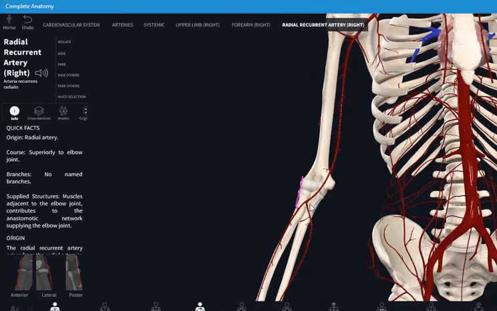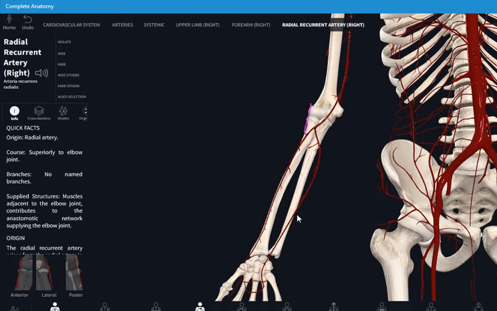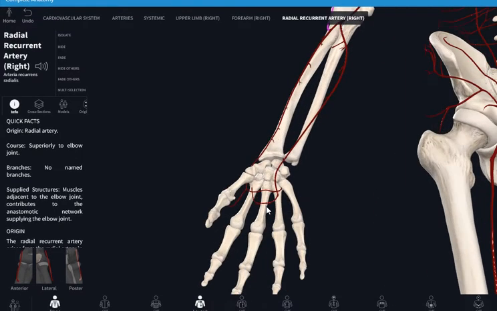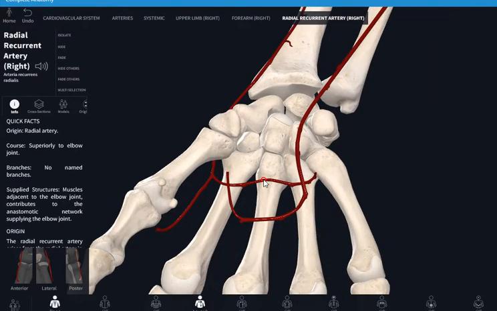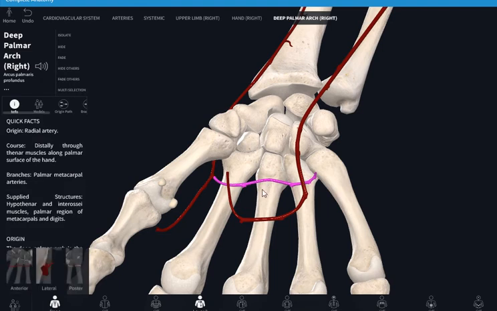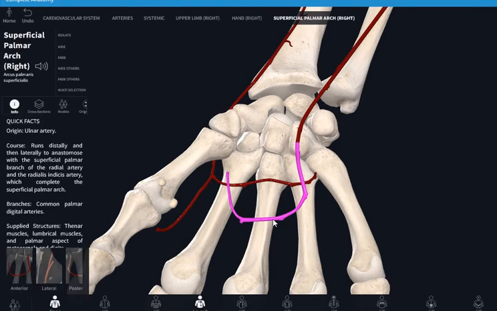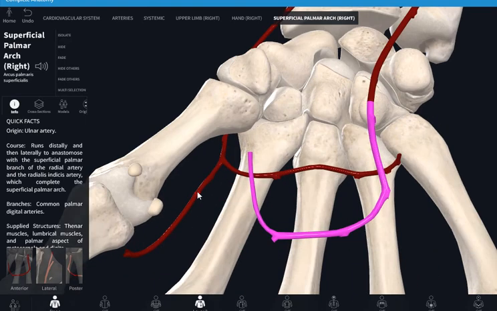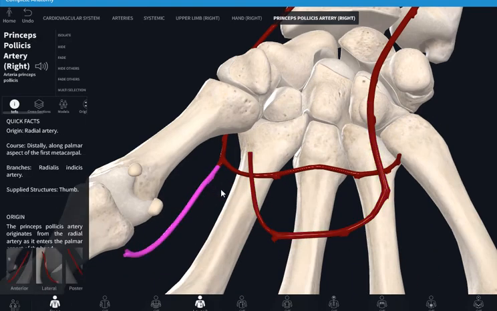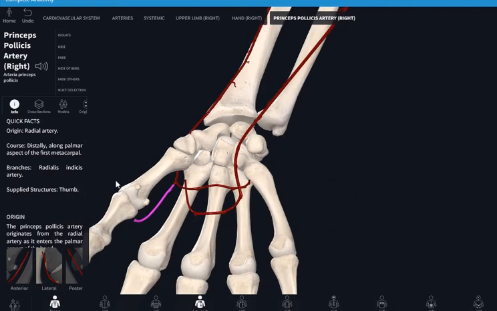Now the radial artery and the ulnar artery both descend to form these arches here. So you have this particular arch here. This arch is going to be the deep palmar arch, and this other arch here is going to be the superficial palmar arch. The superficial palmar arch is formed from the ulnar artery, while the deep palmar arch is formed from the radial artery. This other branch here is going to be called the princeps pollicis artery. This princeps pollicis artery is the one which supplies the thumb.